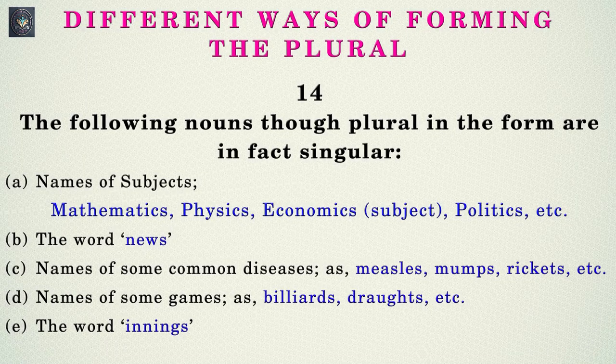Rule number 14. The following nouns, though plural in the form, are in fact singular. First, names of subjects like mathematics, physics, economics, politics, etc. Second, the word news. Third, names of some common diseases as measles, mumps, rickets, etc. Fourth, names of some games like billiards, draughts, etc. Fifth, the word innings.